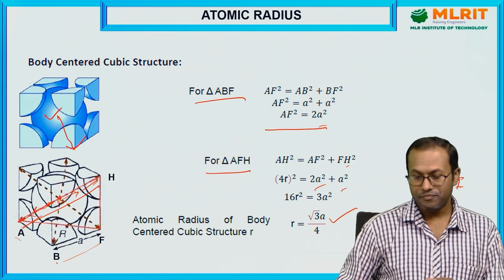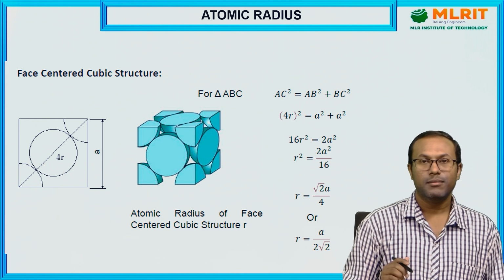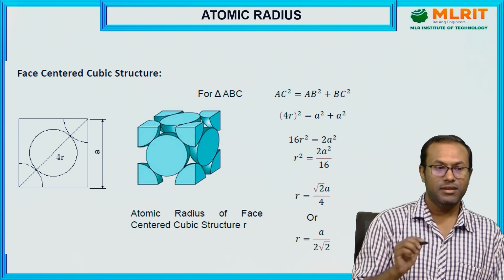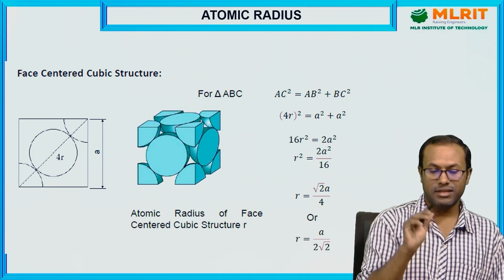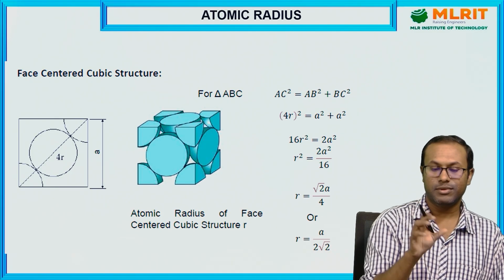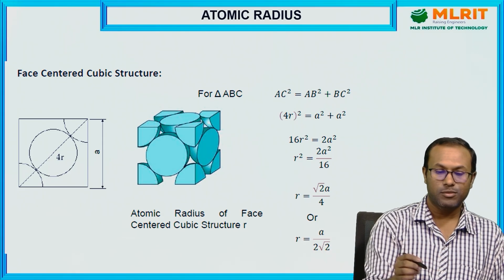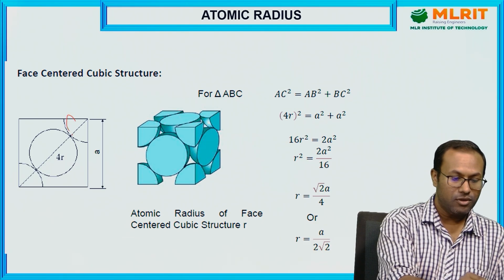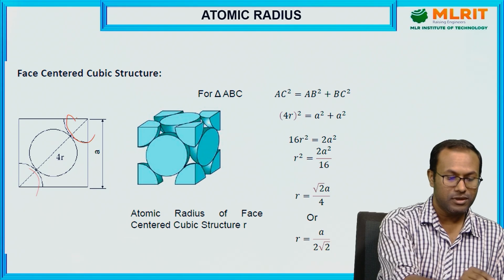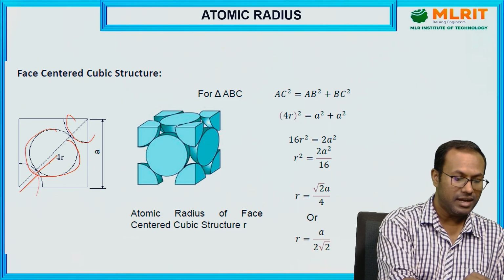Now this is the atomic radius for body centered cubic. For FCC, it is much easier because there is a distance between one corner atom and one face atom on any plane. That is the distance between two spheres. Suppose on a single plane there are corner atoms and one face atom. Now we know this is R, this to this is R, so 2R. Similarly, this is also 2R, total 4R.